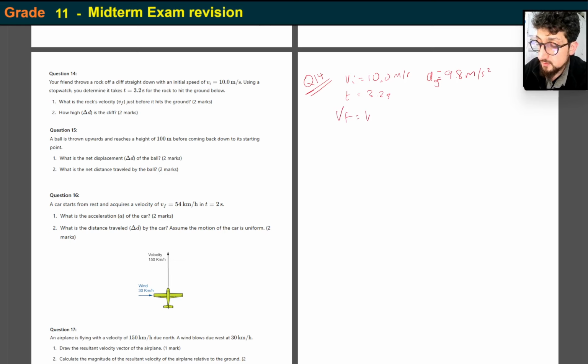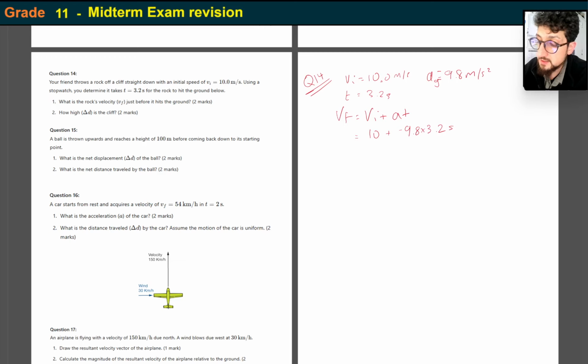Vf equals vi plus at, which means 10 plus 3.2 times, oops, let me just do it in the right order, otherwise I'll have some students complaining. 9.8 times 3.2 seconds. Now here's the thing, just gotta be careful.